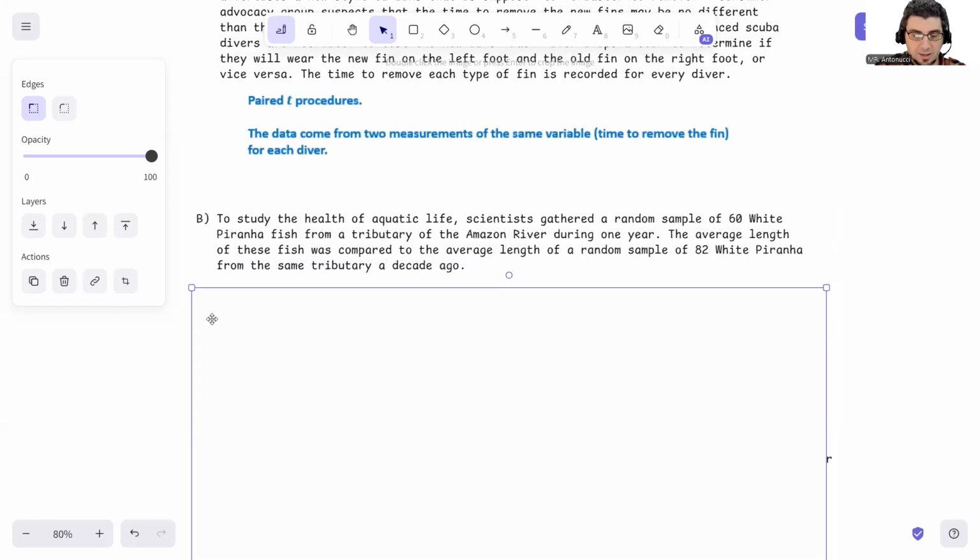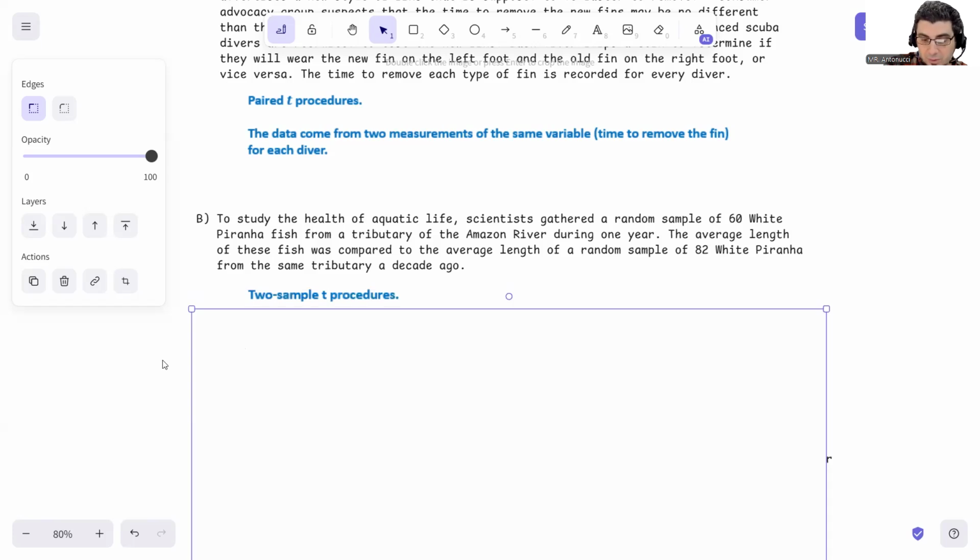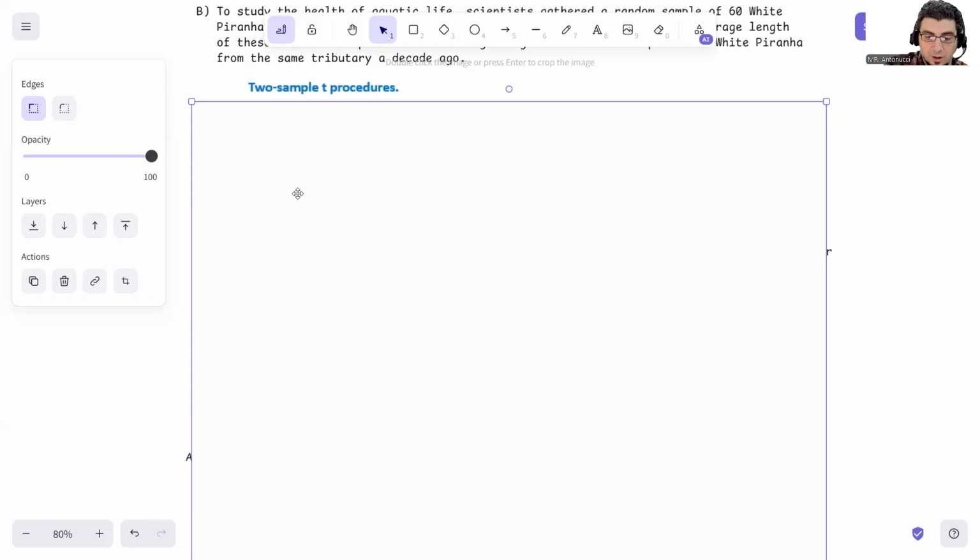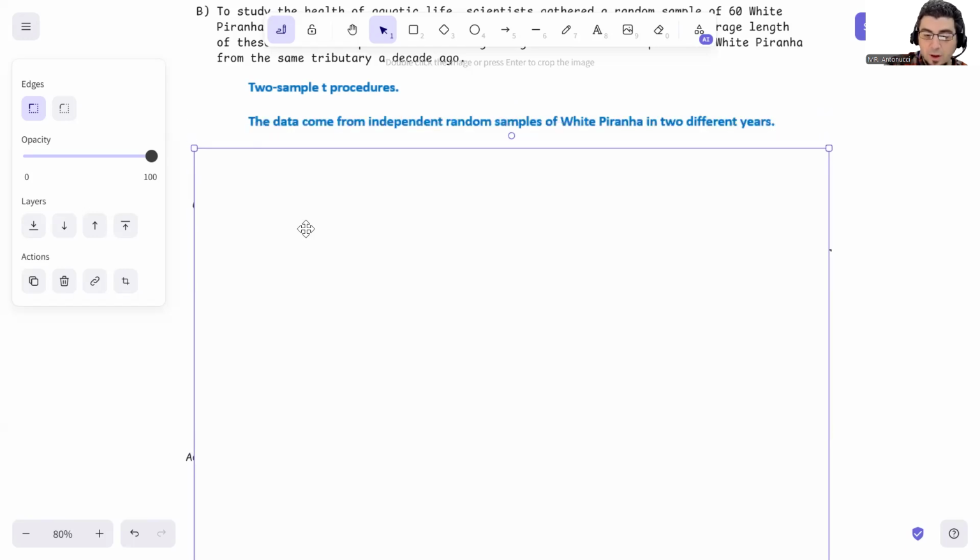Okay. Our next example. To study the health of aquatic life, scientists gathered a random sample of 60 white piranha fish from a tributary of the Amazon River during 1 year. The average length of these fish was compared to the average length of a random sample of 82 white piranha from the same tributary a decade ago. In this case, this would be a two sample T procedure because first off, you have two different sample sizes. One is 60, one is 82, and it's two different samples here. So the data come from independent random samples of white piranha in two different years.